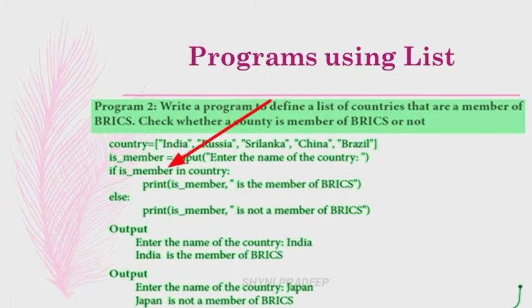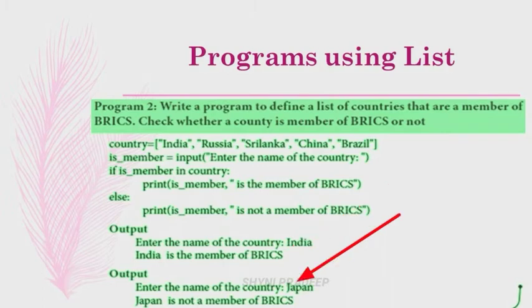Next, the if condition is given: if is member in country. If the given country matches with this list, then you will get the output, the country is a member of BRICS. Otherwise, you will get the output, this country is not a member of BRICS. See this output, enter the name of the country. Here you are entering India. So check whether India is a member of BRICS or not. Yes, it is a member of BRICS. So India is a member of BRICS will be printed on the output screen.